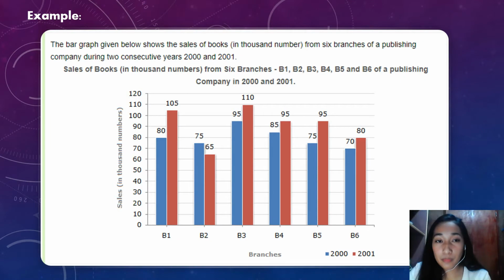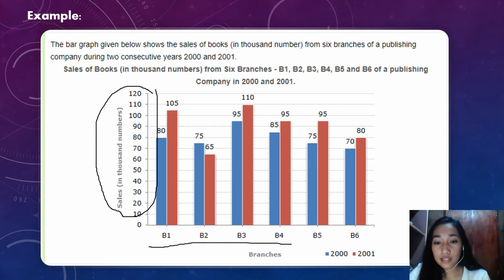So here's an example problem that uses a bar graph for its data representation. The bar graph given below shows the sales of books in thousand numbers, which is found on the y-axis, from 6 branches of a publishing company during 2 consecutive years, 2000 and 2001, and the branches 1, 2, 3, 4, 5, and 6 are found on the x-axis. The blue bars show the data of the year 2000, while the red ones show the data of the year 2001.